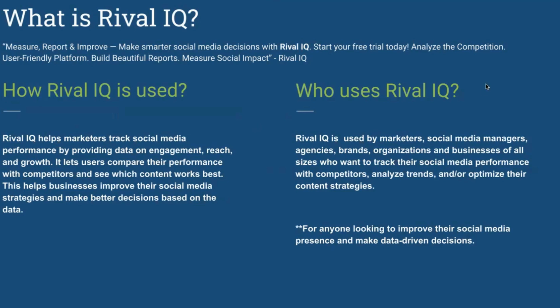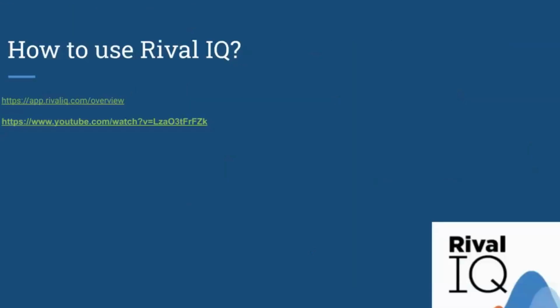Who uses Rival IQ? Rival IQ is used by marketers, social media managers, agencies, brands, and organizations. Rival IQ claims businesses of all sizes who want to track their social media performance against competitors, analyze trends, and optimize their content strategies can use it. So, Rival IQ claims it is for anyone looking to improve, but throughout this PowerPoint, I think you will see that Rival IQ is really for large businesses.